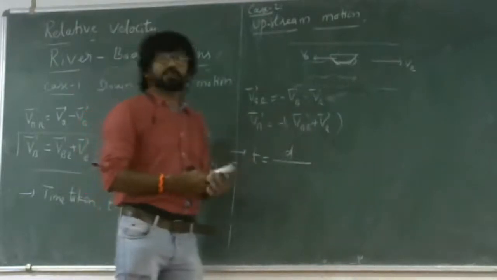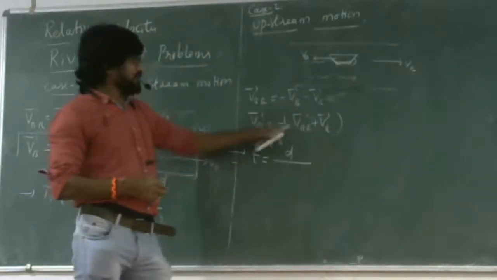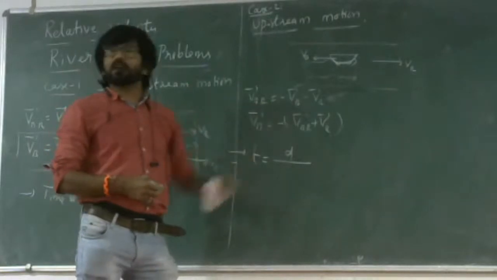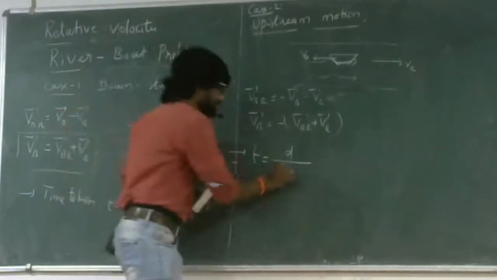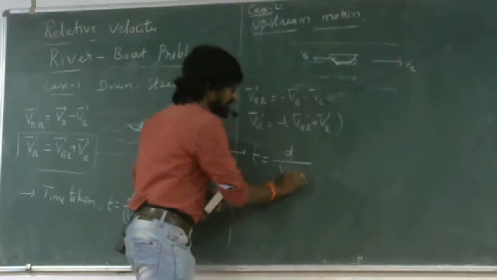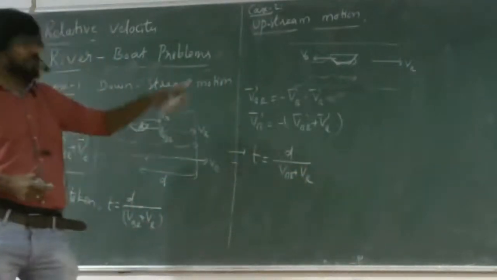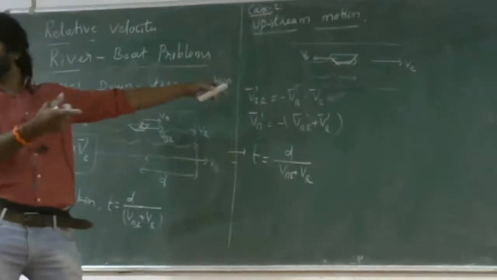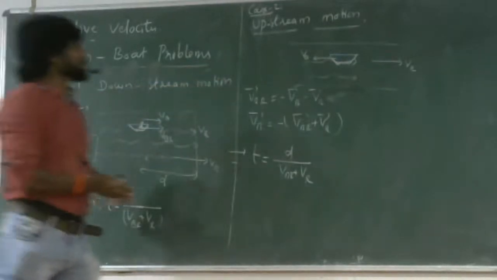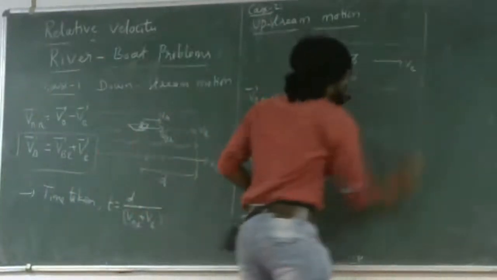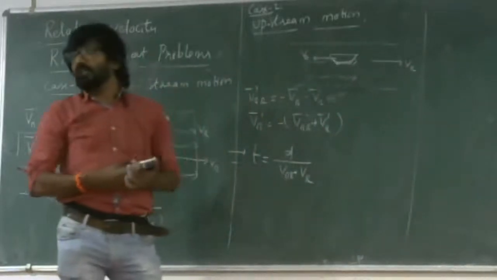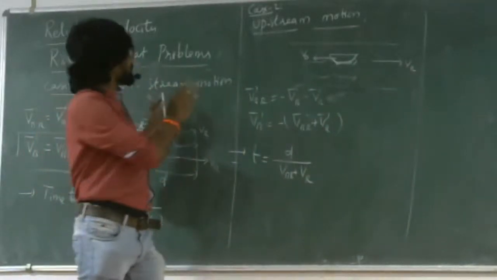You can take VBR plus VR. Velocity of boat with respect to river plus VR gives you time taken. VBR plus VR, or you can take VBR minus VR under the other special case. So this gives you the upstream motion case and the time taken to travel a distance d in upstream. So these are the first two cases.